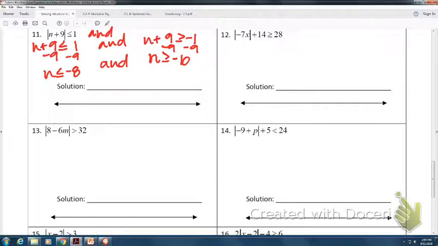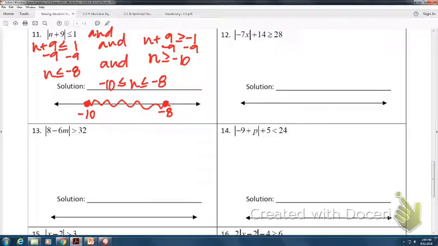What's my graph look like? A sandwich. Very good. Oh, I wrote it wrong. It's going to be 2 solid circles, 2 closed circles, and like Philip said, a sandwich. So how do we write our solution? Negative 10 is less than or equal to n, which is less than or equal to negative 8. Very good.